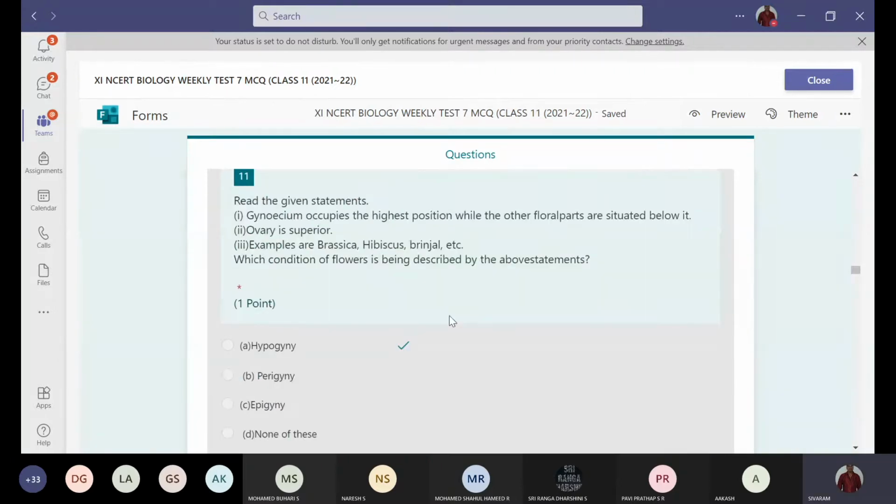Next, read the given statements. Gynoecium occupies the highest position while the other floral parts are situated below it. Gynoecium is present at the highest position and the floral parts are situated below it, which means it is a hypogynous flower. The ovary is superior in hypogynous flowers. Examples are Brassica, Hibiscus, brinjal, etc. Which condition of the flower is described by the above statement? The above statements are related to hypogyny, that is, hypogynous.